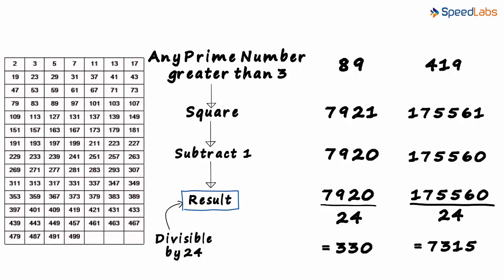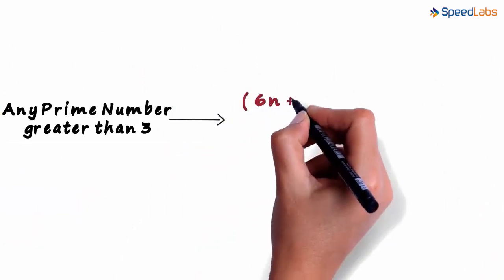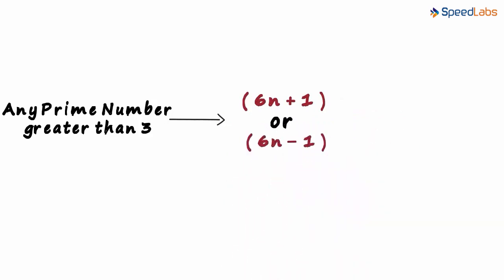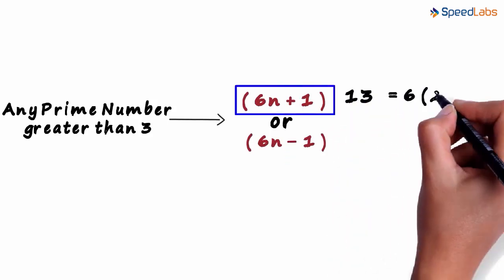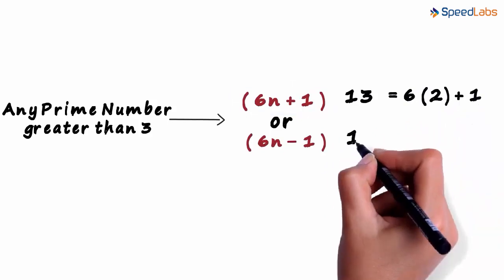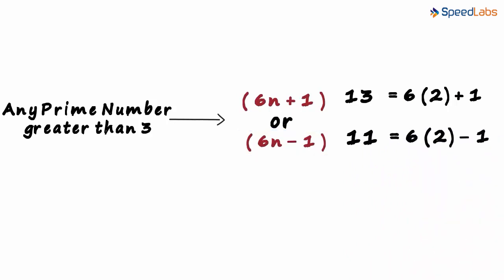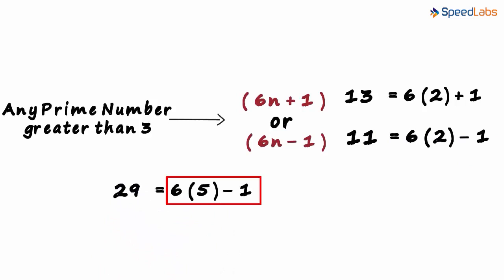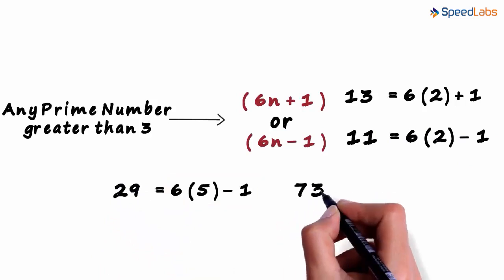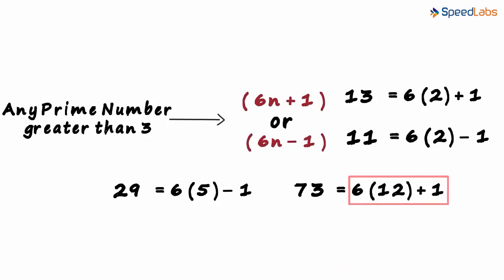Why? What's so special about prime numbers? To know that, we need to know just one concept. Any prime number greater than 3 can be written in the form 6n plus 1 or 6n minus 1, where n is a natural number. Take the prime number 13 for instance. It can be written as 6 times 2 plus 1. What about 11? Yes, it can be written as 6 times 2 minus 1. 29 can be written as 6 times 5 minus 1. 73 can be written as 6 times 12 plus 1.